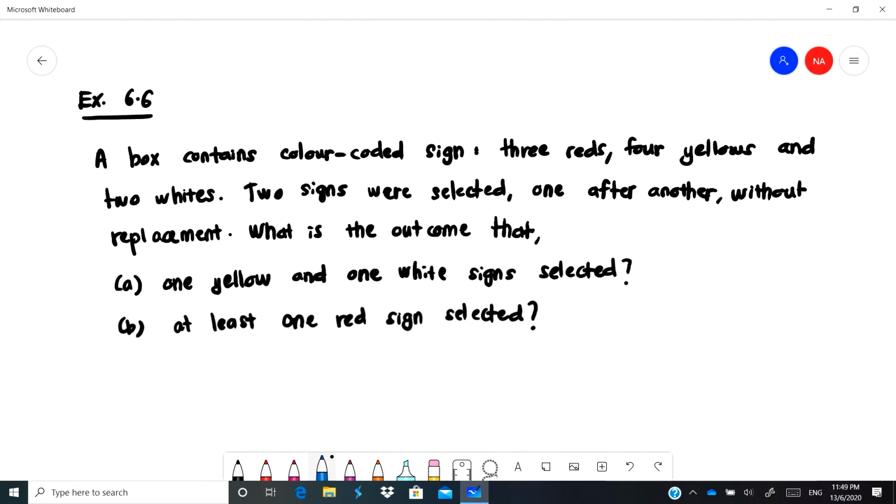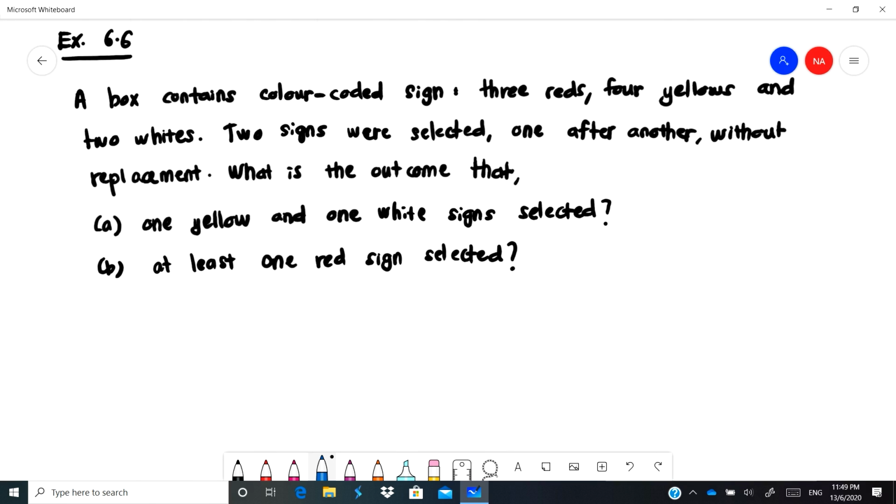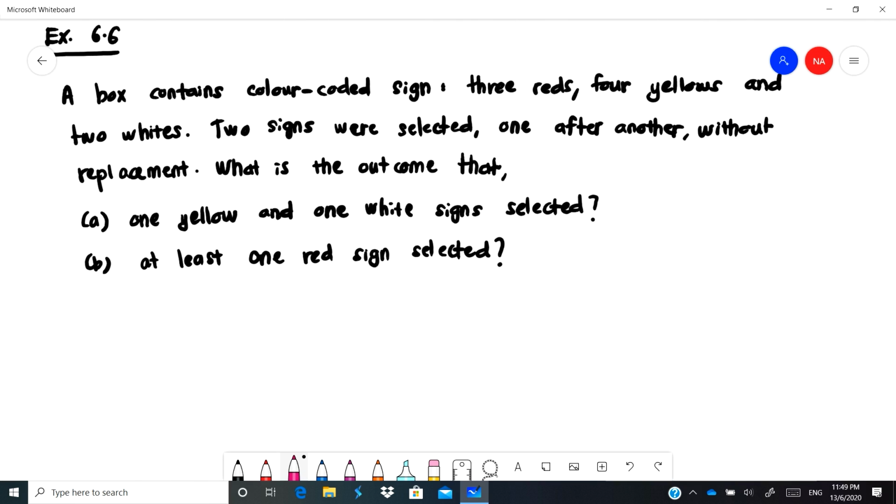Example 6.6. A box contains colored signs. It has 3 red, 4 yellow, and also 2 white. 2 signs were selected one after another without replacement. Please note that it is without replacement, meaning that one card is drawn and then it is not put back. What is the outcome of getting one yellow?